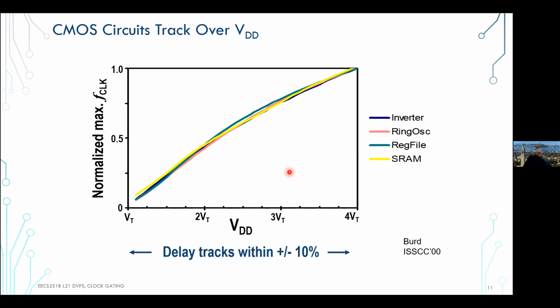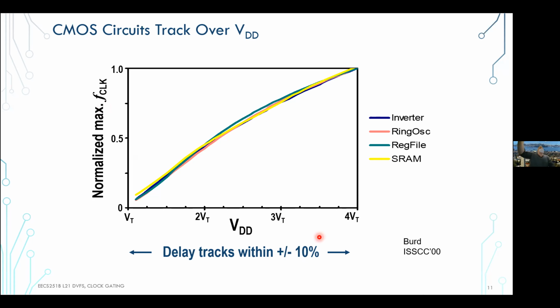One of the sources of discrepancy is that if you look at normalized, let's say, max F clock or delay of different types of circuits, there are slight variations. You see here, for example, inverter, ring oscillator, register file, SRAM. They all look reasonably close to each other, but there's still some 10-ish%, 15% maybe variation. And so you need to include that variation as part of this buffer zone.